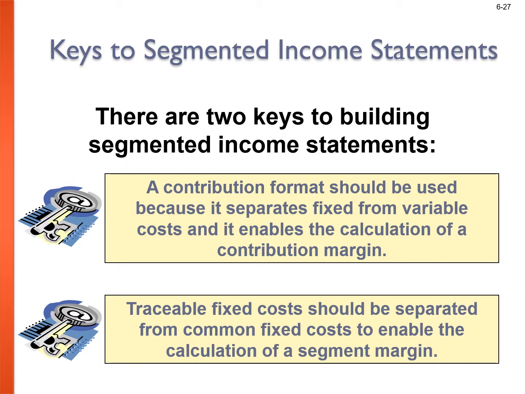Keys to segmented income statements are this. There's two. A contribution format should be used because it separates fixed from variable costs and it enables the calculation of a contribution margin. So that's the first thing that should be done and is key to doing this kind of income statement. A traceable fixed cost should be separated from common fixed costs to enable a calculation of a segment margin. So we need to define some stuff here.